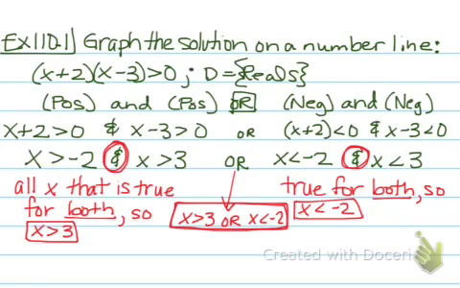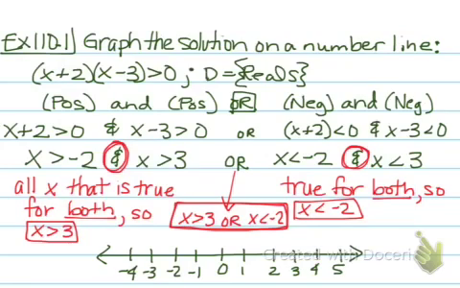We have x is greater than 3 or x is less than negative 2. We're going to draw a number line and then we'll graph. Again, our domain is real numbers, so we are going to draw an open circle at 3 and draw the arrow to the right for all numbers greater than 3. And all numbers less than negative 2, we have an open circle with an arrow to the left.